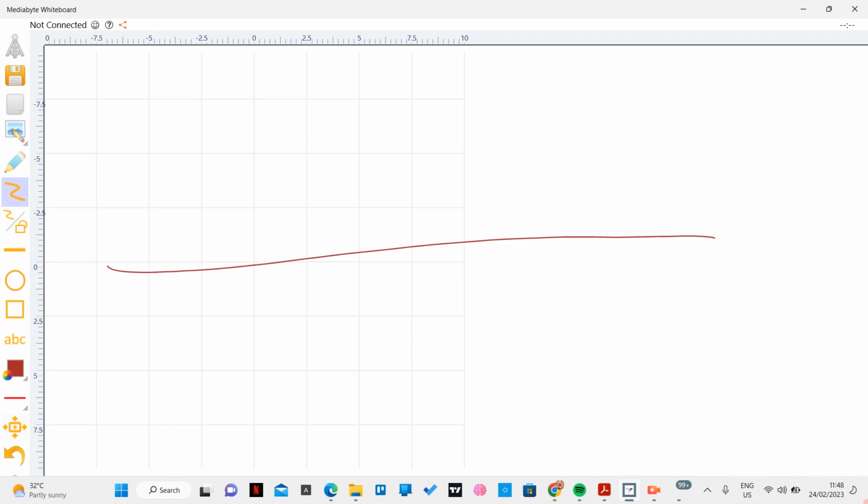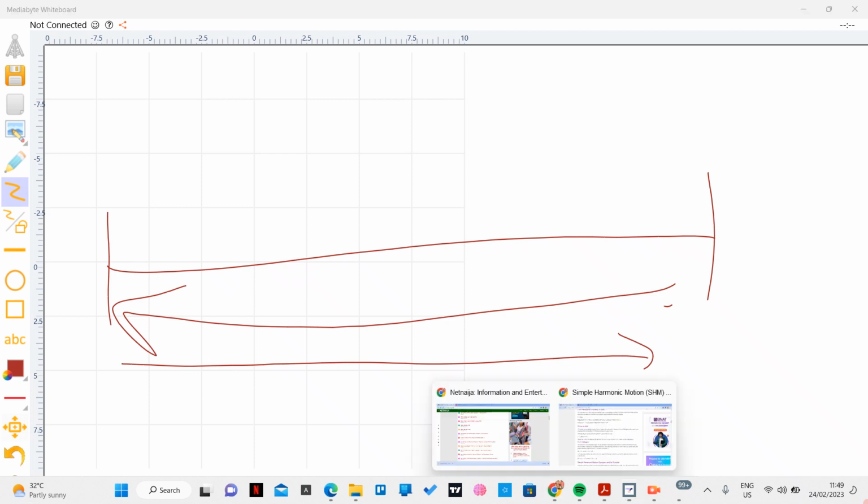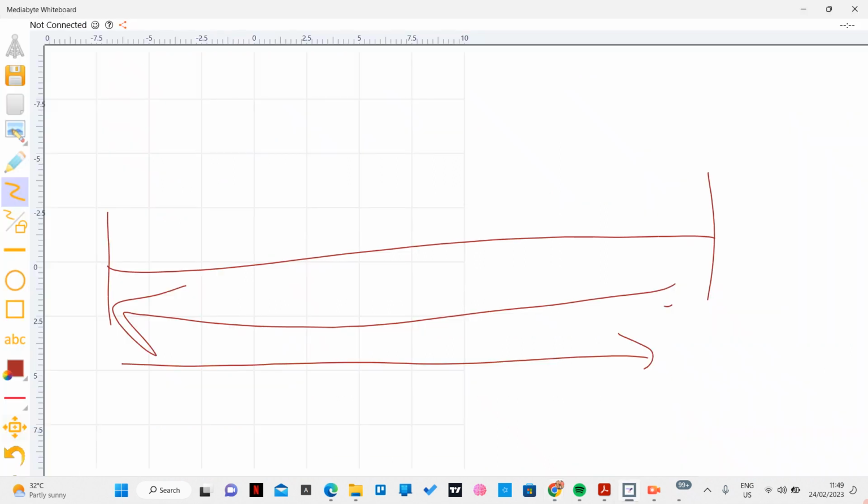Let's say someone is going like this, palm, palm. The person is going. Now the person's position. Okay, phase difference. The phase difference is more like the position relative to a particular point.